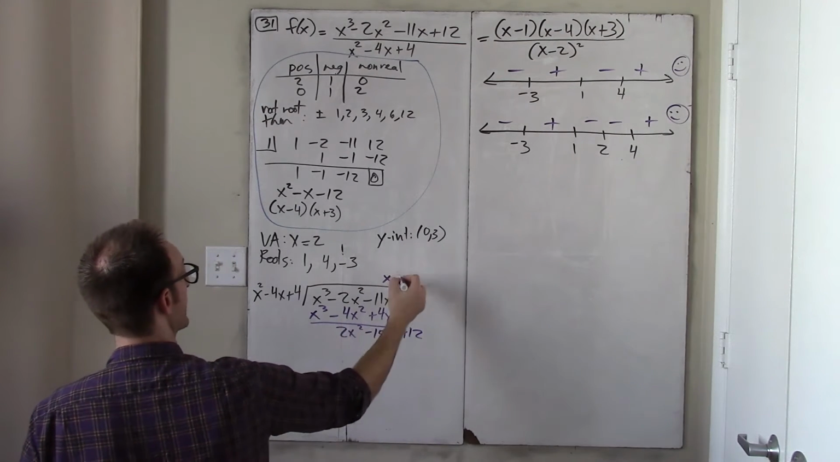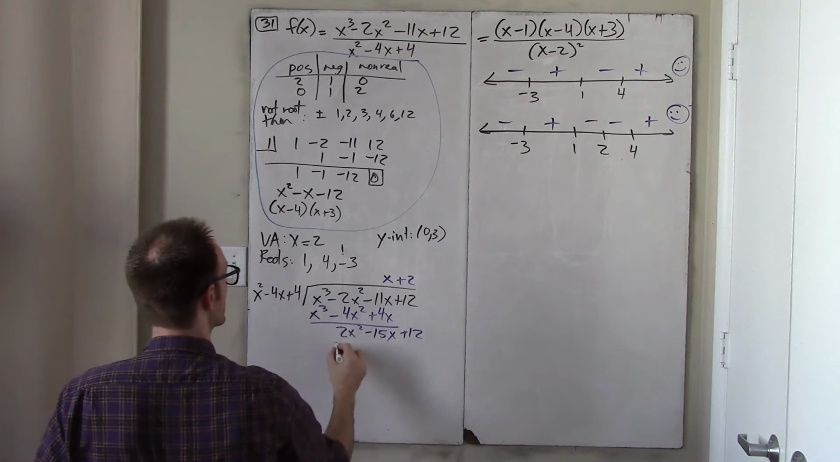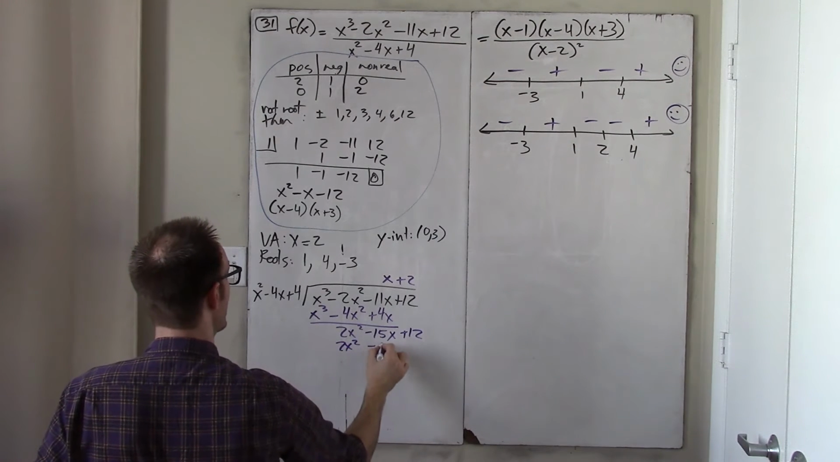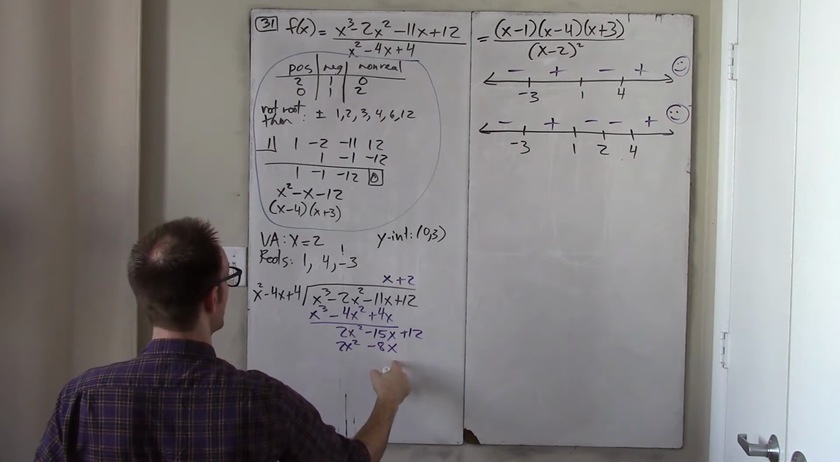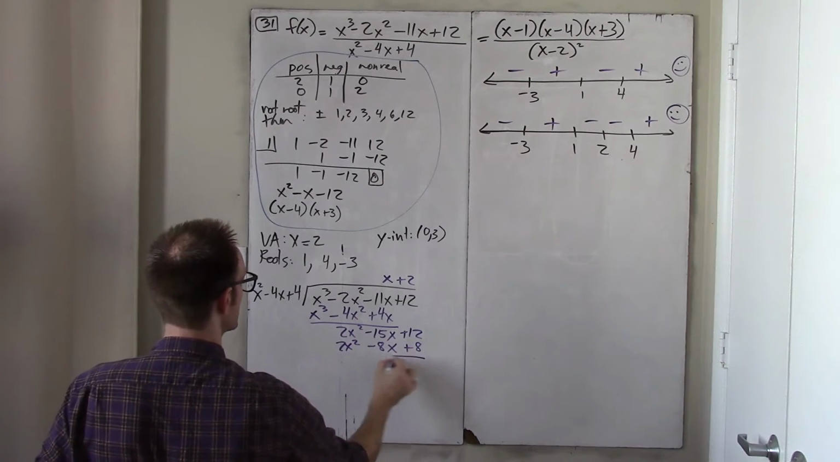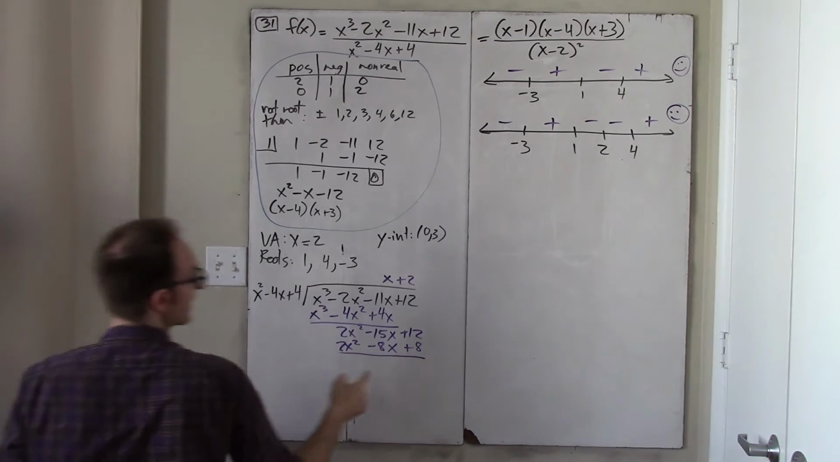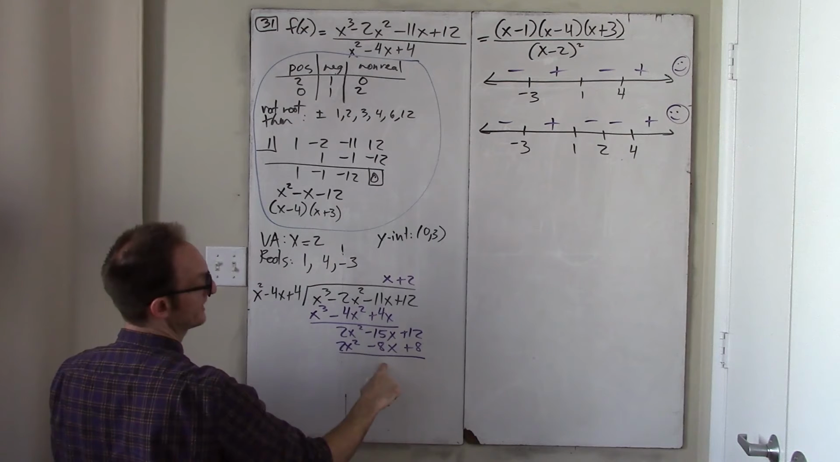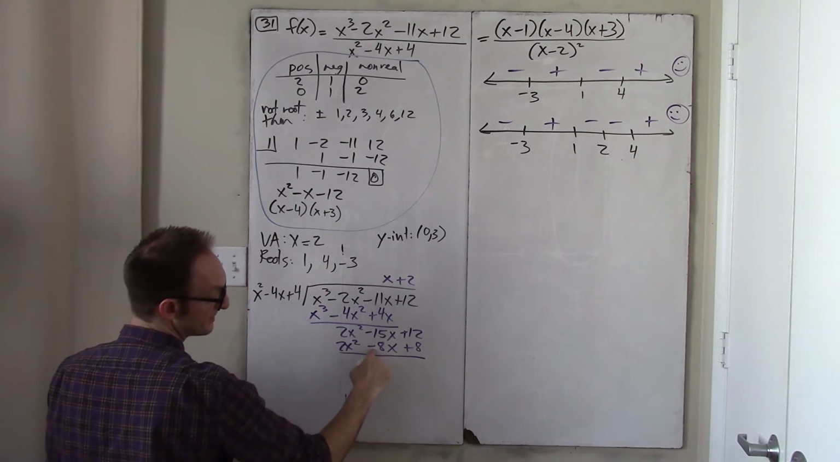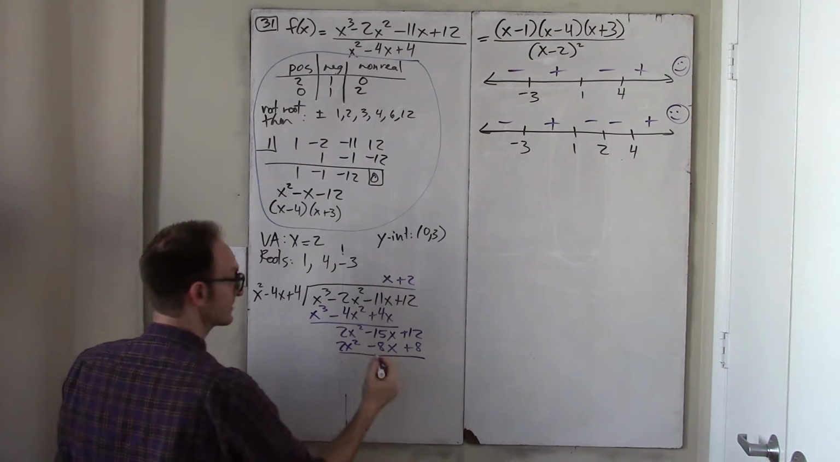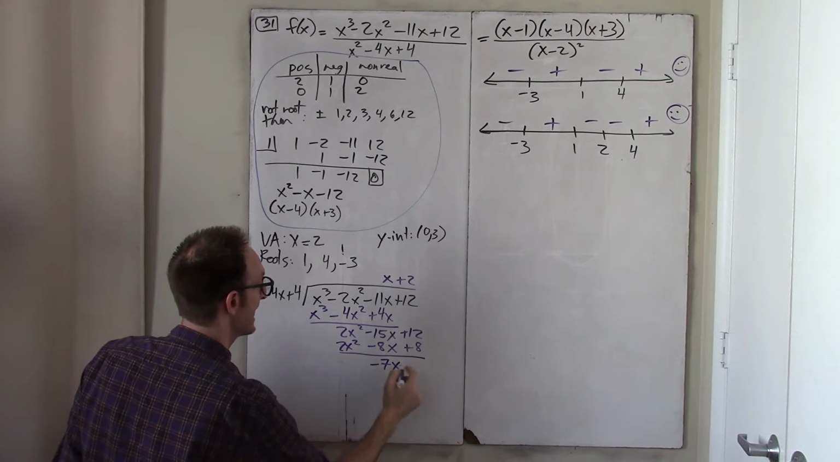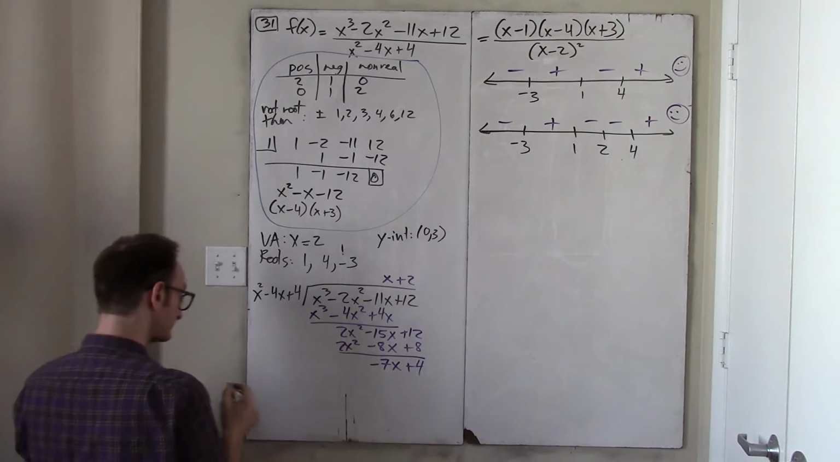So that is going to now go in 2 times. So we get 2x squared minus 8x and then plus 8. Subtracting here gives me negative 15 minus negative 8, so that's plus 8. So that's minus 7x plus 4.